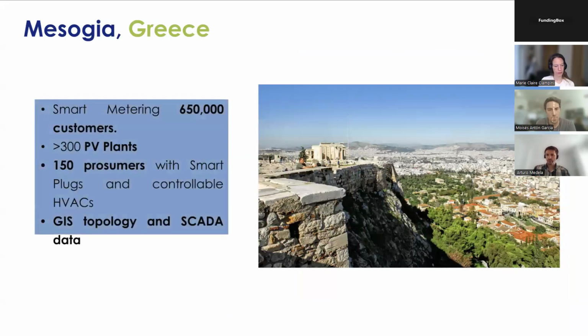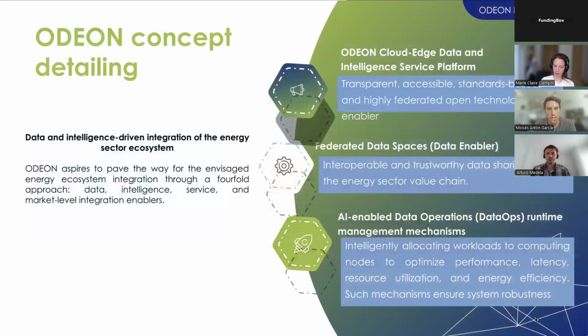And next slide. Yeah, and finally we have this more metropolitan area, which is the Mesogia area nearby Athens, in which we also have access to a wide number of smart metering data from different customers, counting also with several prosumers that have controllability assets there, but also having access to the PV plants nearby the area, and also the grid topology and scaled data from this area as well. So that's my part, and now Arturo will take the role to explain mostly the more technical aspects of the concept.